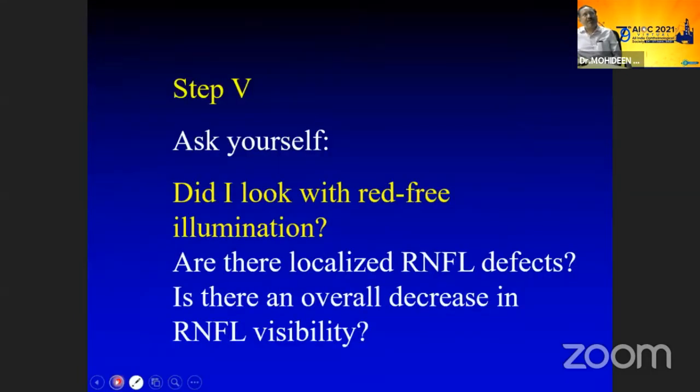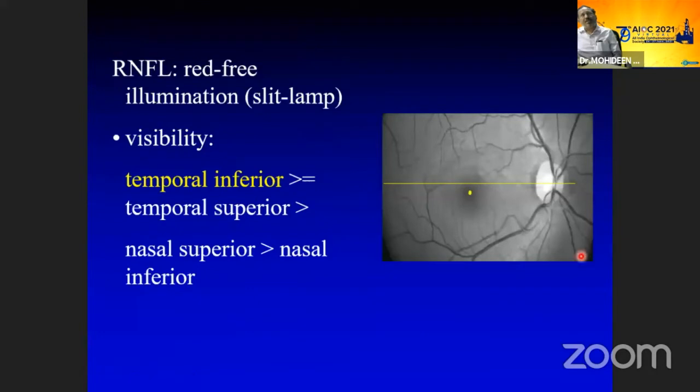Ask yourself, did I look with red-free illumination? Is there any localized nerve fiber defect? Is there any overall decrease in nerve fiber visibility? Especially with a cataract or a PCO, you have low nerve fiber visibility. If you draw a line through the center of the disc, the fovea falls below it, so there are more nerve fibers inferiorly compared to superiorly. That's the reason visibility loss is more common infero-temporally first, then supero-temporally, then supero-nasally, then infero-nasally.